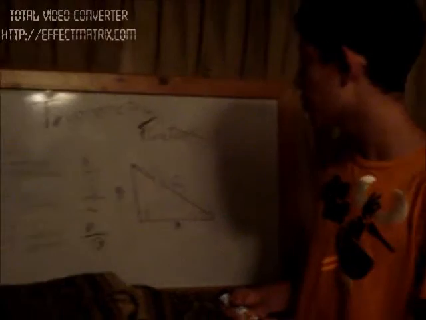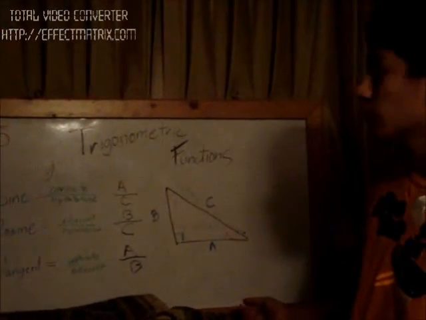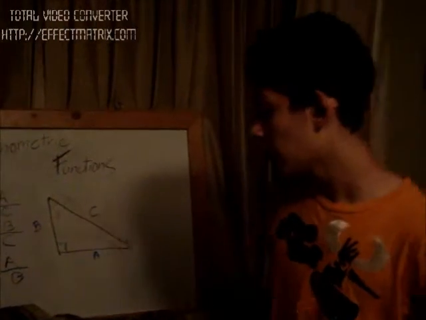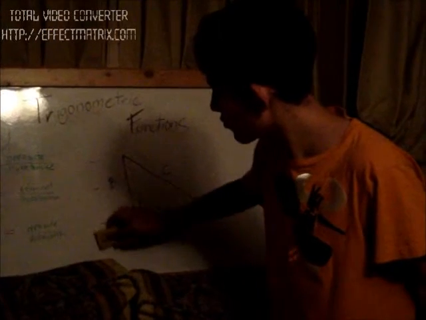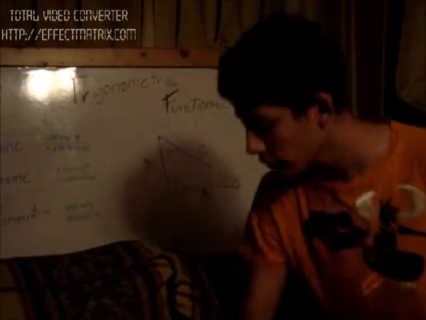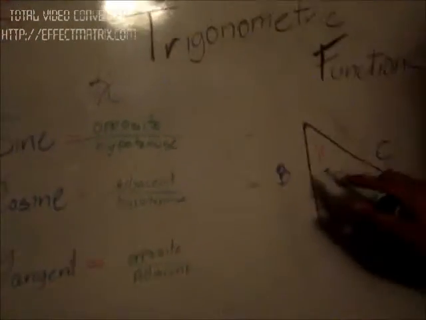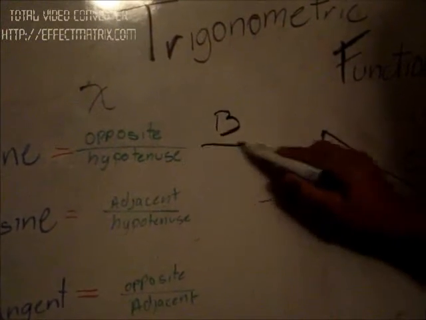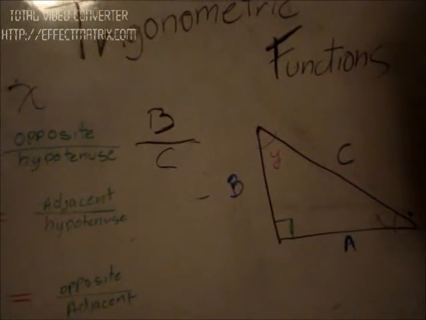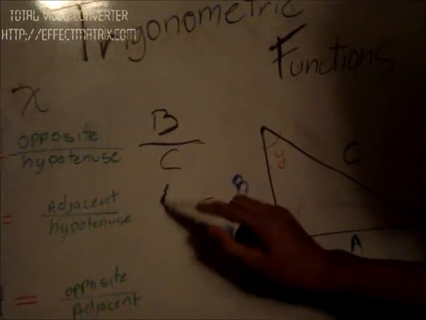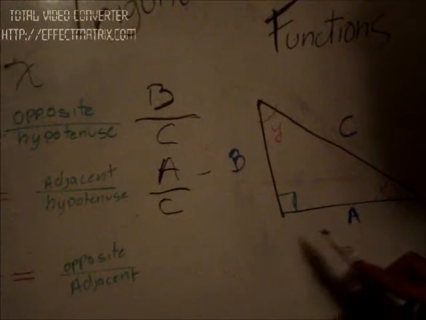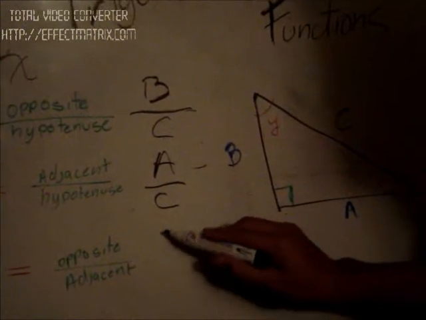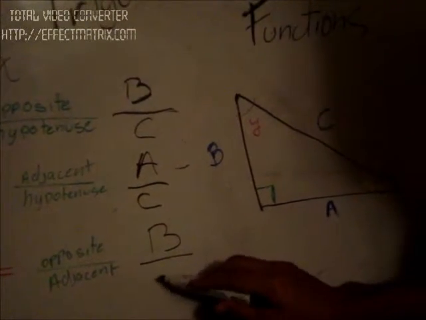Now you replace these letters with numbers to find your sine, cosine, and tangent. Now let's try with angle X. For X, your sine is the opposite, B, over your hypotenuse. The cosine is the adjacent, that is A, over the hypotenuse, that is C, and the tangent is the opposite, that is B, over your adjacent, that is A.